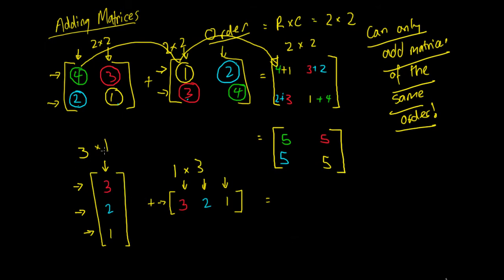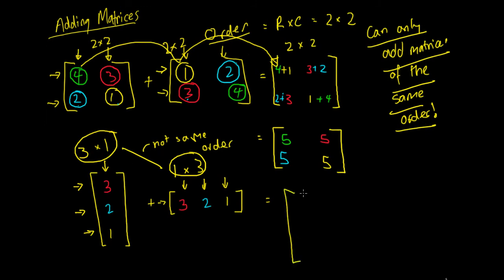But what do we notice here? Our two matrices are not of the same order. So the first thing I said was that we can only add matrices of the same order. So if we try to start adding these, is our resulting matrix going to be a 3 by 1, or is it going to be a 1 by 3? Which one are we going to get? We don't know, because the matrices are not of the same order, we cannot add them together.